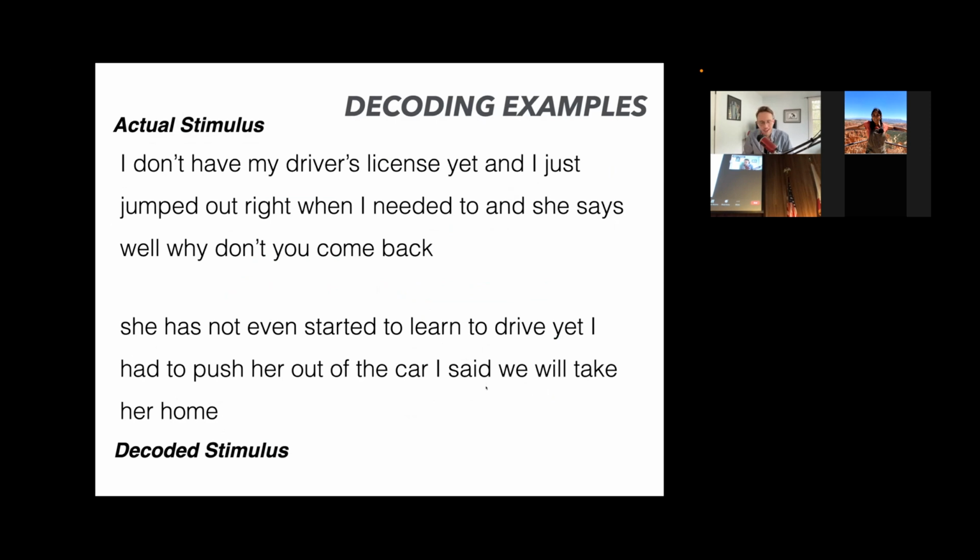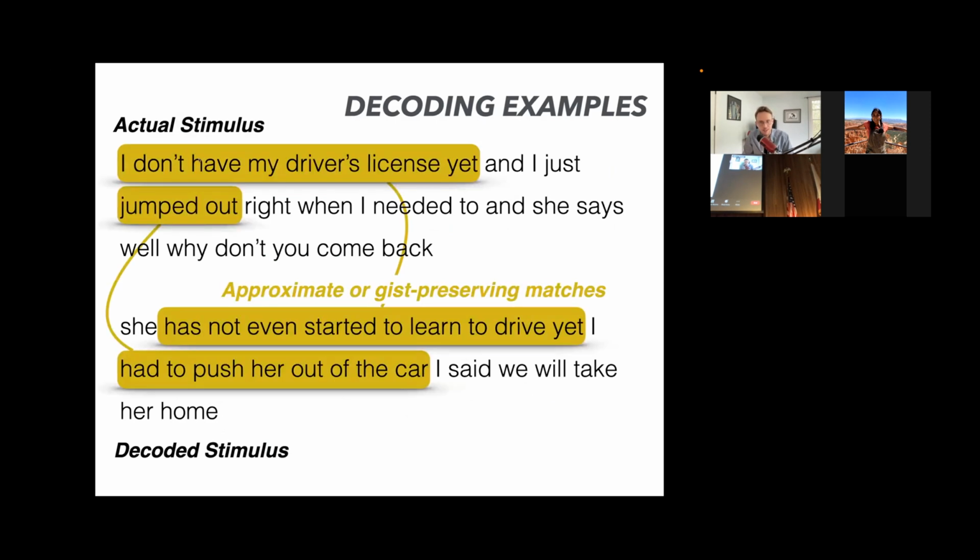So again, there's some sort of approximate matching here. Obviously, it's getting who did what wrong, right? She has not learned to drive yet. I don't have my driver's license yet. I had to push her out of the car. I jumped out of the car. But it's really getting the gist of this quite well. So I don't have my driver's license yet. Has not even started to learn to drive yet. That's a weird kind of rephrasing of the same idea.